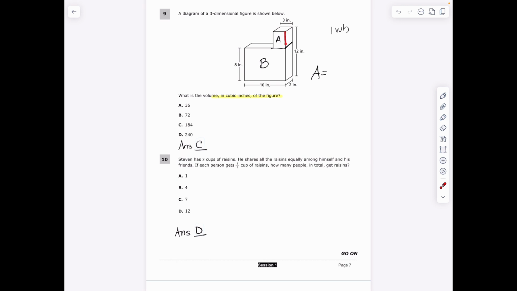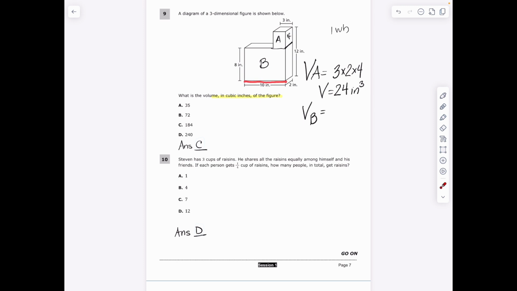And now I need to know what this part is right here. So I know from here to here is 12. And I know from here to here is 12. And I know from here to here is 8. Because this is 8. So from here to here is 8. So this part up here has to be 4. All right, so I know that to find the volume of A, I'm going to do 3 times 2 times 4. So that's 6 times 4 is 24. So the volume is 24 inches cubed.